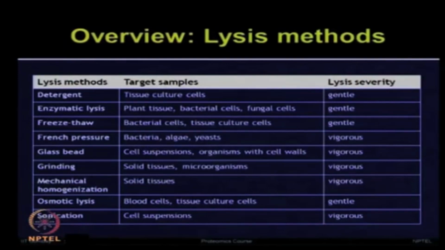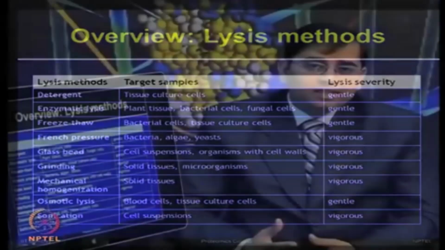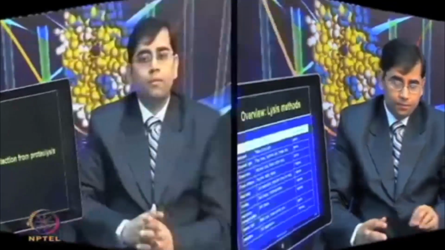Osmotic lysis can be used for blood samples and tissue culture cells, which is a gentle lysis method. Sonication can be used for cell suspensions and other bacterial samples, which is another vigorous lysis method. I hope these methods give you some options to lyse your cells effectively.